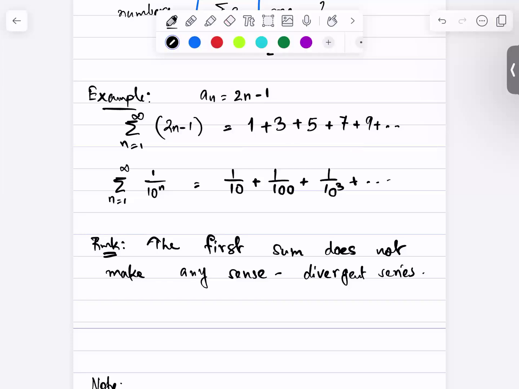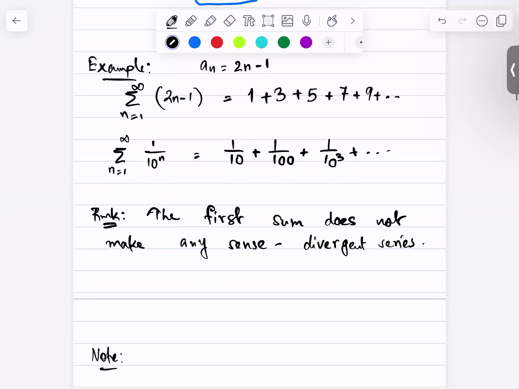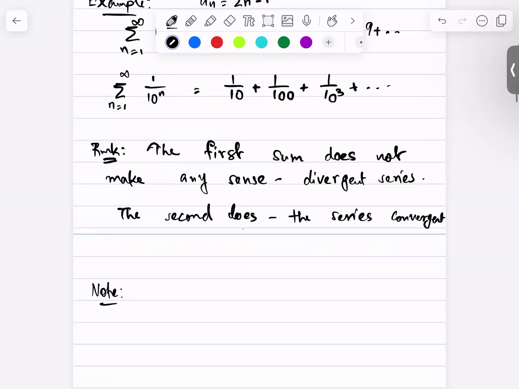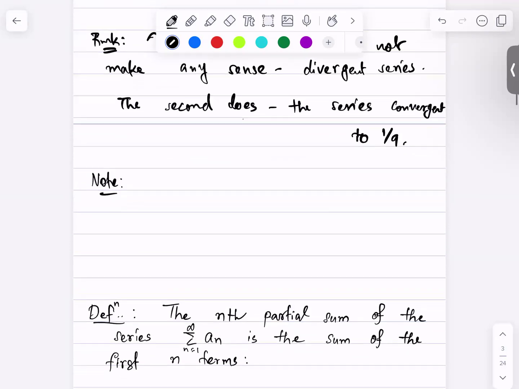But the second example does make sense. And the series is convergent. So we'll see later how the series 1 over 10 to the n, with n varying from 1 to infinity, converges. And that converges to 1 over 9.